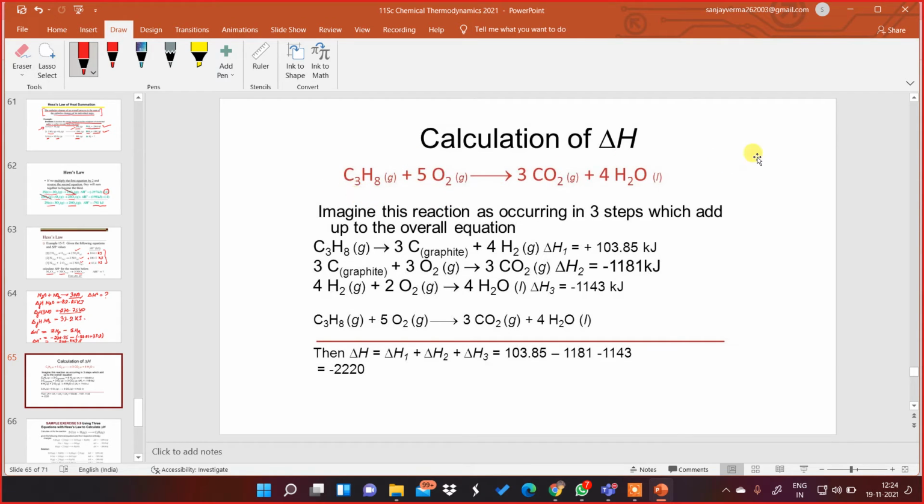So propane is burning in oxygen to give 3 molecules of carbon dioxide and 4 molecules of water. Now, just this is one step. Now imagine that this reaction is occurring in 3 steps, which add up to the overall equation. In the first step, propane is converted to graphite, giving hydrogen. Propane is heated to high temperature, delta H positive. So it is absorbing heat. Plus sign is there, no?